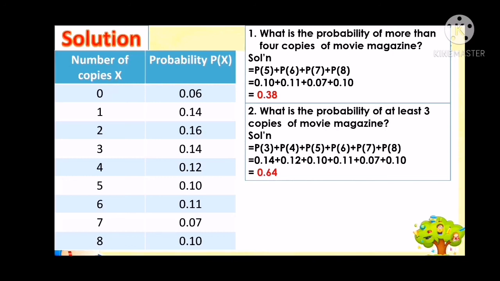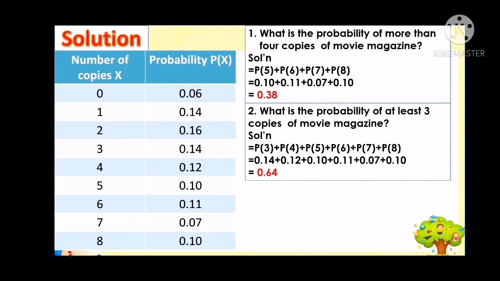So, rewrite. Sulat lang. P of 3 plus P of 4 plus P of 5 plus P of 6 plus P of 7 plus P of 8. And the next one is yung corresponding probability nila. We have 0.14 plus 0.12 plus 0.10 plus 0.11 plus 0.07 plus 0.10. Then, total again, makukuha natin, ang makukuha ay 0.64.